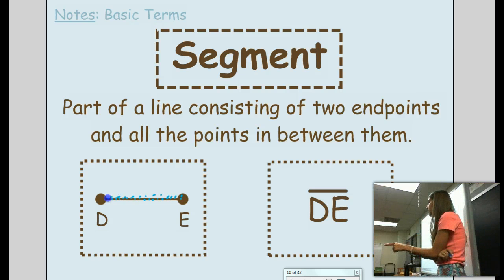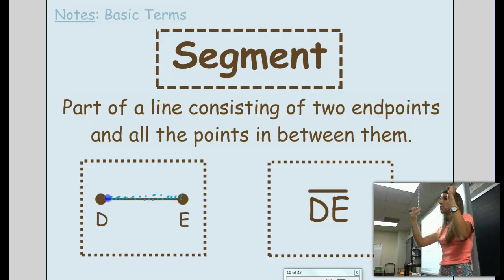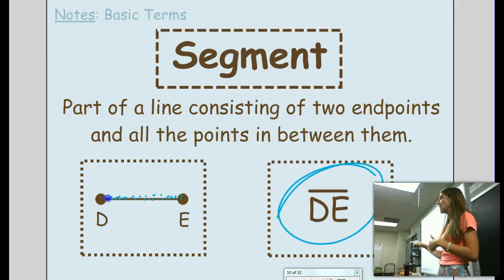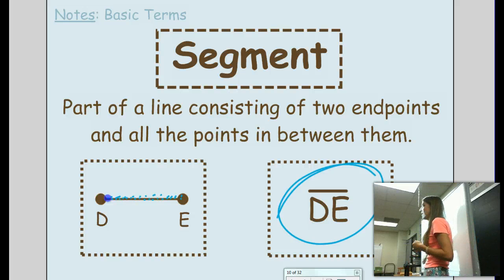So how many points are in a segment? Infinite. Infinite number of points. But it does only have two end points. And that's how we name a segment. We use its two end points, and that's how we know what to call it. That is segment DE. And that's how you name a segment. Okay?